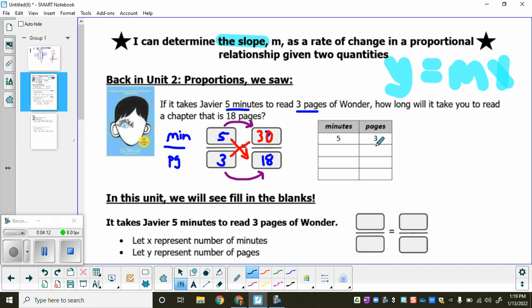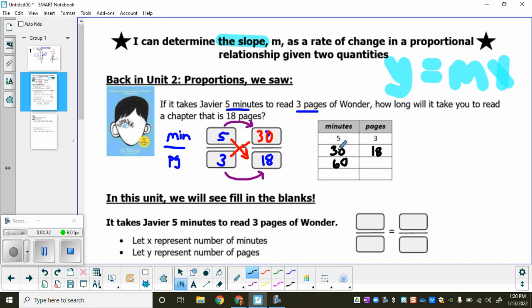So what I'm going to do now is come over to the table of values, and I'm going to say that we just calculated that in 30 minutes, Javier would have read 18 pages. Now we have a table of values because obviously this is an entire book, and so Javier could read for an hour.